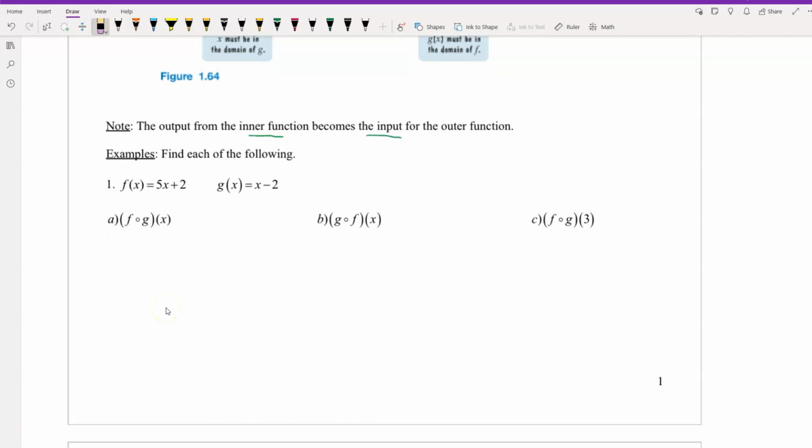Exemplifying each of the following, we have these two functions f and g. f of x is equal to 5x plus 2 and g of x is x minus 2. Part A, find f of g(x). So this means f of g(x) is f of x minus 2. So instead of g(x), use what we have here.